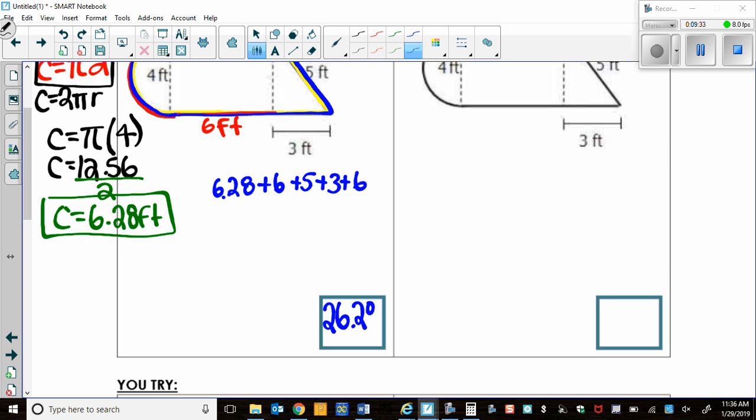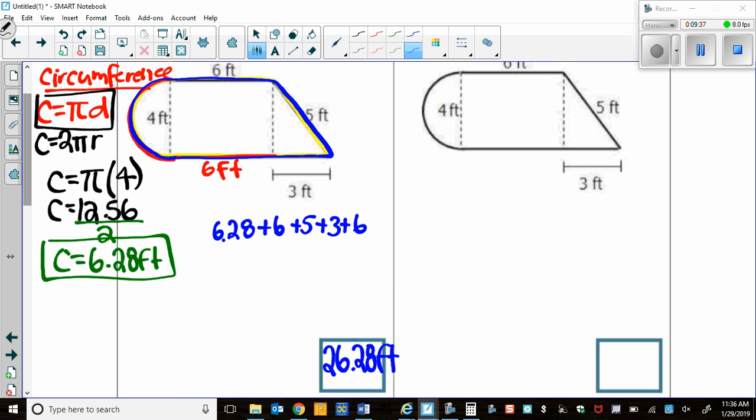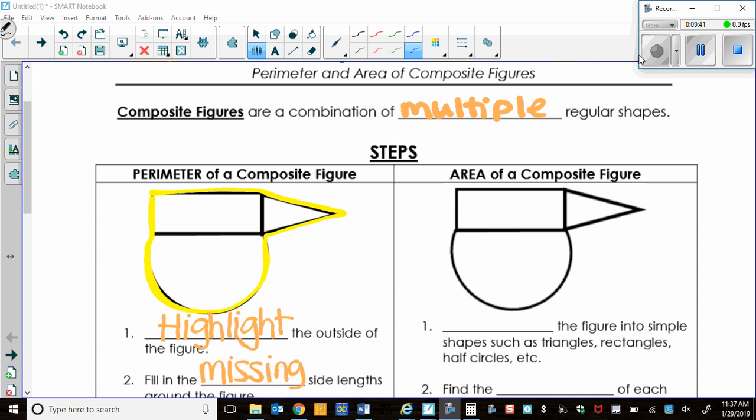Plus 0.28. Okay, and that's how you solve those types of problems. So that's how we find the perimeter for composite figures. Check out the other video where I talk about finding the area of the composite figure.